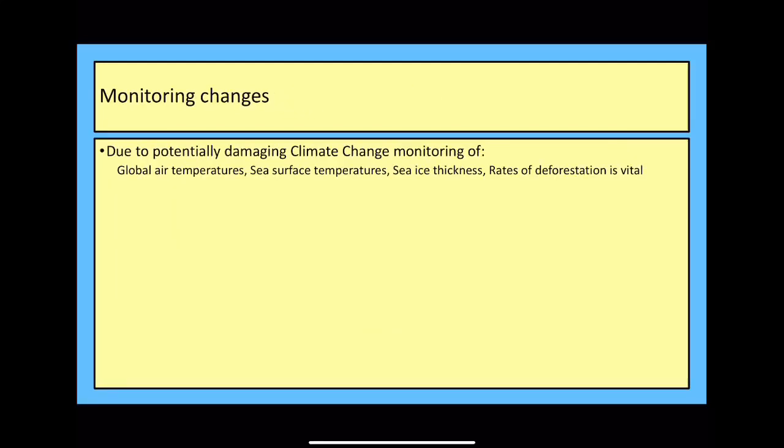Okay, so we also need to know about how climate change is monitored and about how the impacts of climate change are monitored. So we've got a few different ways that this is done, things like monitoring global air temperatures, sea surface temperatures, sea ice thickness, and rate of deforestation. So we need to know how to do this accurately, reliably, and efficiently.